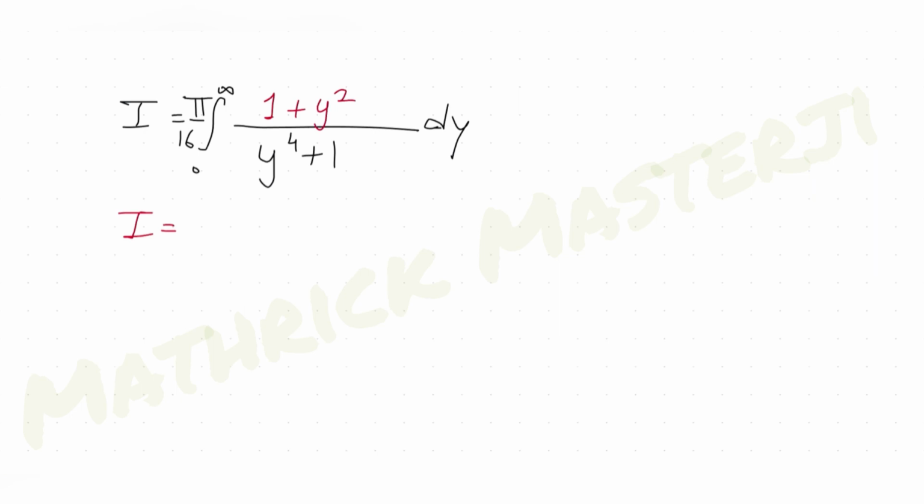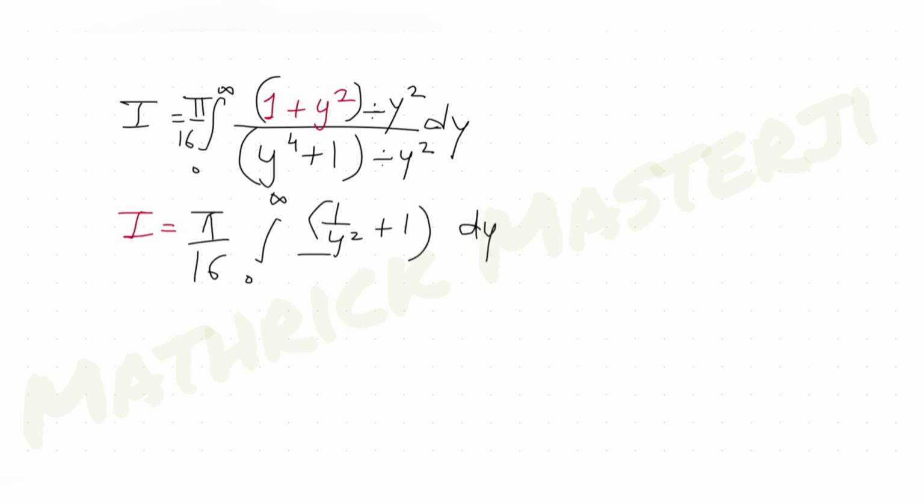So if I'm dividing throughout by y square for both of the expressions, let's do that. Dividing this by y square and this also by y square, what you get is I equals pi over 16, limits from 0 to infinity. The numerator becomes (1 divided by y square plus 1) dy, and the denominator becomes (y square plus 1) divided by y square.